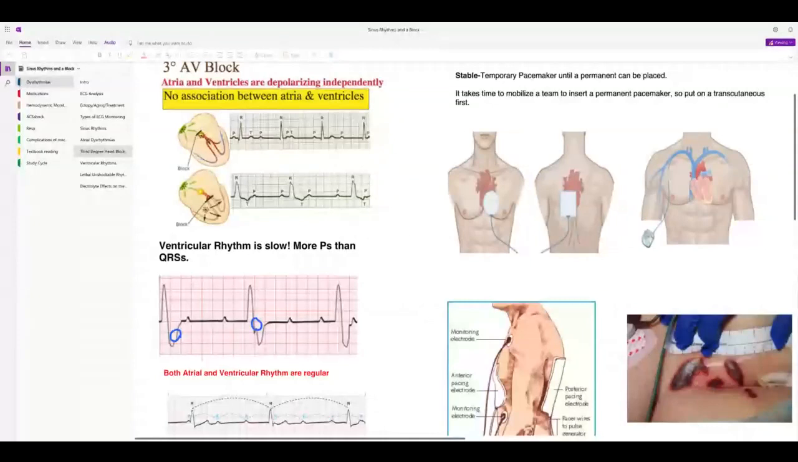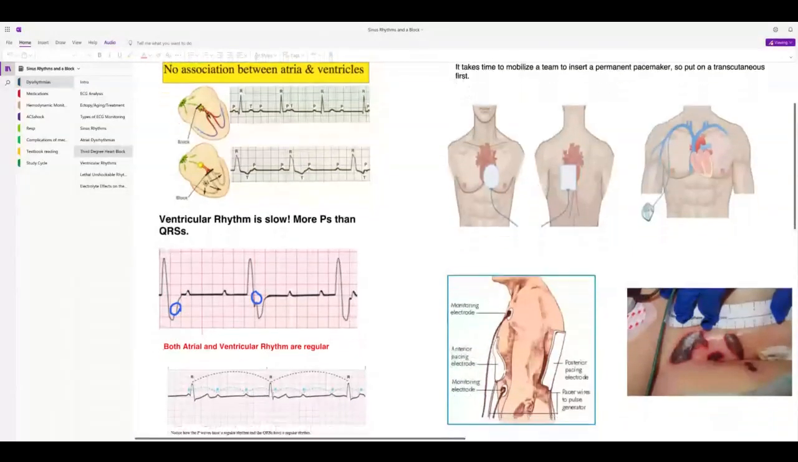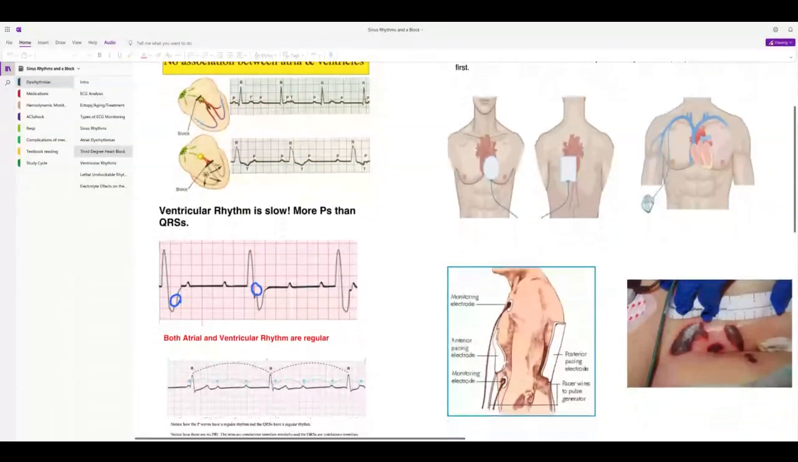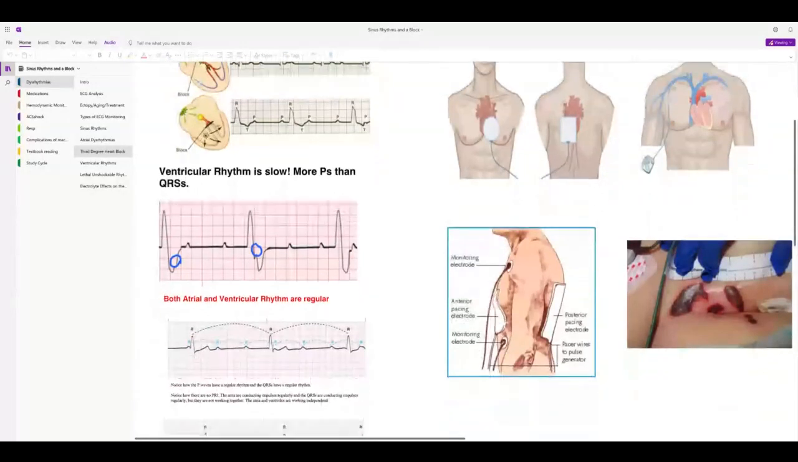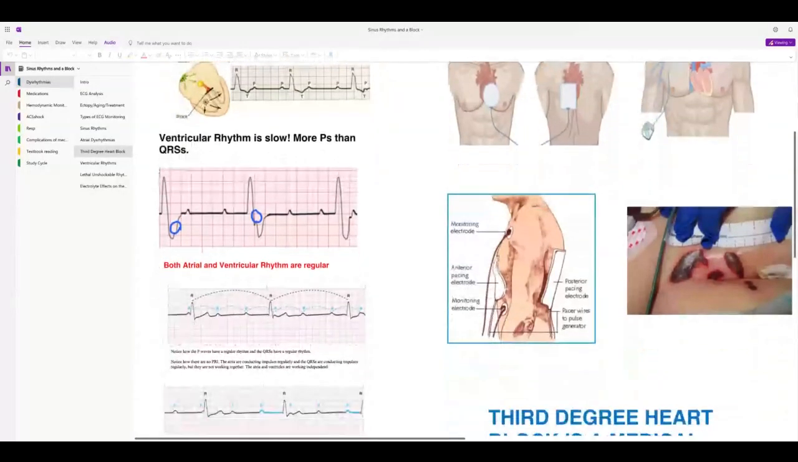So as you can see here, there are only 3 QRSs to 1, 2, 3, 4, 5, 6, 7 P waves. So that's how you can tell. Third degree is the only rhythm where the P wave can be buried in the QRS. If you see right here, it's buried in the QRS. That doesn't happen in other rhythms. So both the atrial and the ventricular rhythm are regular, they're just not communicating. Okay, that's all you have to know.